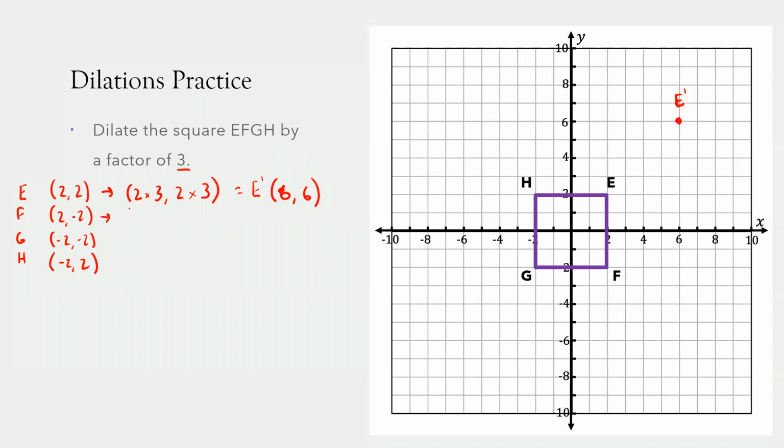So for F prime, what we're going to do is we're going to take our initial coordinates, and again, we're just going to multiply them by our factor. So we have 2 for our x times 3, comma, -2 times 3. That's going to give us F prime, which is the point 6, comma, -6. Then for G prime, we have -2 times 3, comma, -2 times 3, which gives you G prime, which is -6, comma, -6.